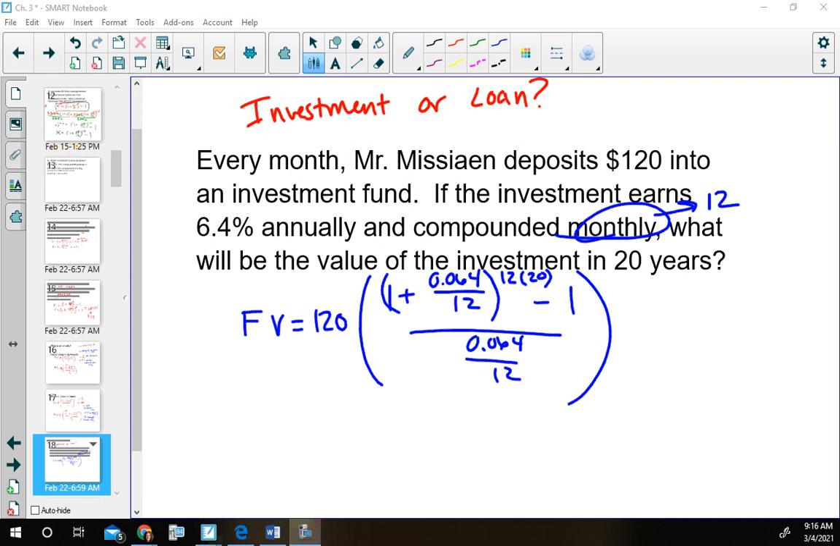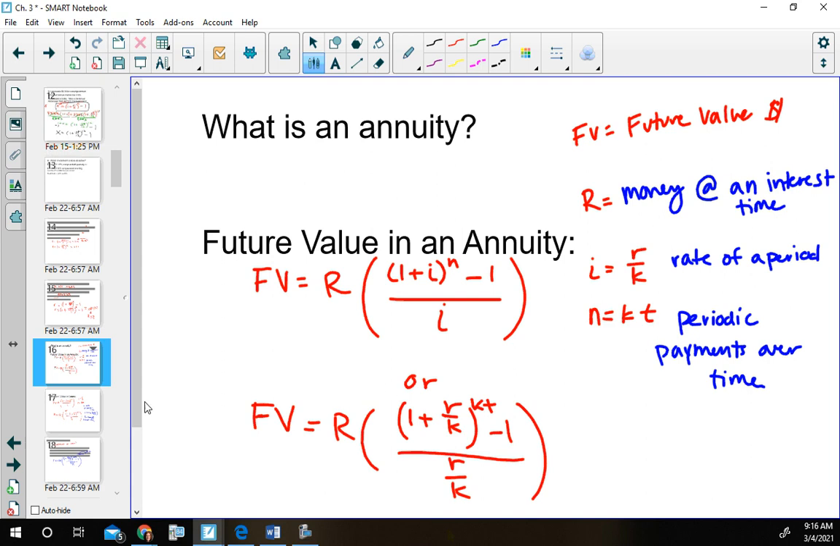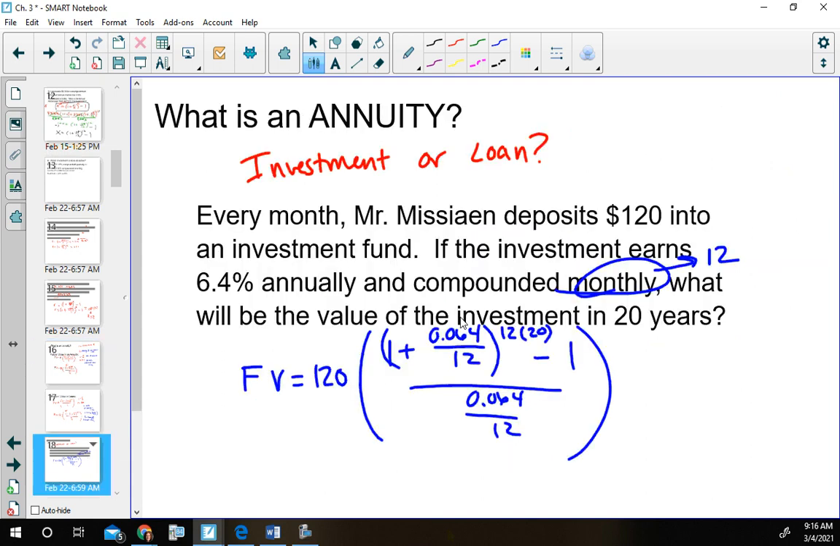All right, so this is what I currently have. So the R is that monthly payment. So that's where my 120 is. It does 1 plus, we're going off of the second equation where it's all filled in, so I can just fill it in. So it's rate over the periodic time. So we're doing it monthly, so 12.